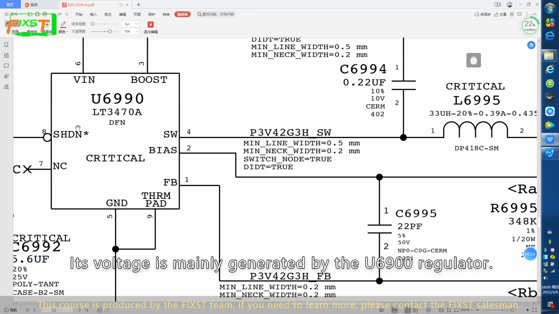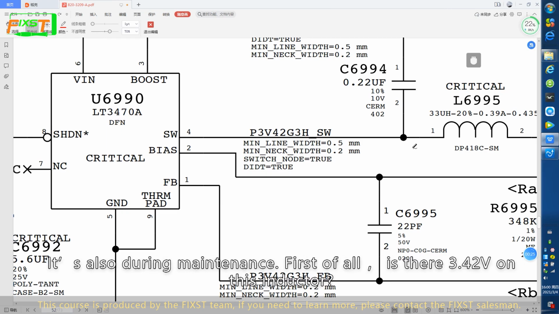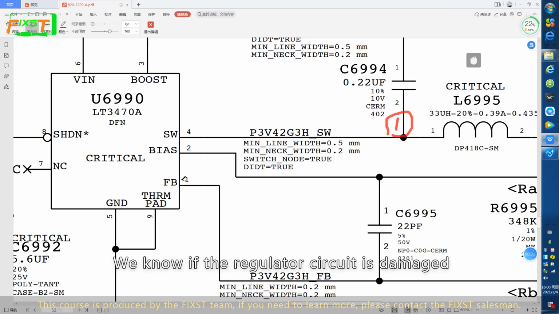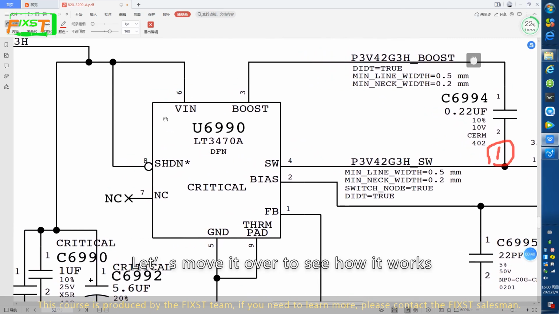Its voltage is mainly generated by the U7900 regulator. It's also during maintenance. First of all, is there 3.42 volt on this inductor? We know if the regulator circuit is damaged. So how does this regulator work? Let's move it over to see how it works.